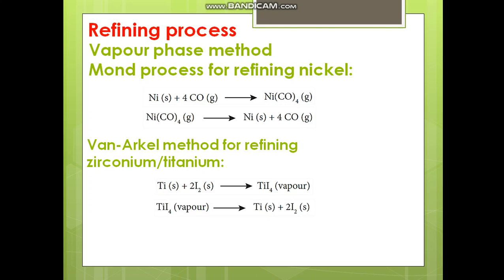Now, the volatile TiI4 is heated again over a tungsten filament at a particular temperature of 1800 Kelvin, and the titanium tetraiodide is decomposed and pure titanium is deposited on the filament. The iodine is reused. The I2 is obtained as a byproduct and can be used again. So here we stop with the extraction of metal.